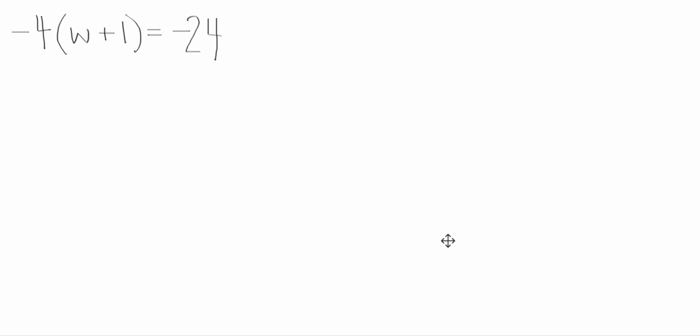an equation. It's an equation because it has an equal sign. And we want to solve for W in this equation. This is a two-step equation where we have to do the distributive property. But there is a way you can do this problem where you don't do the distributive property first.